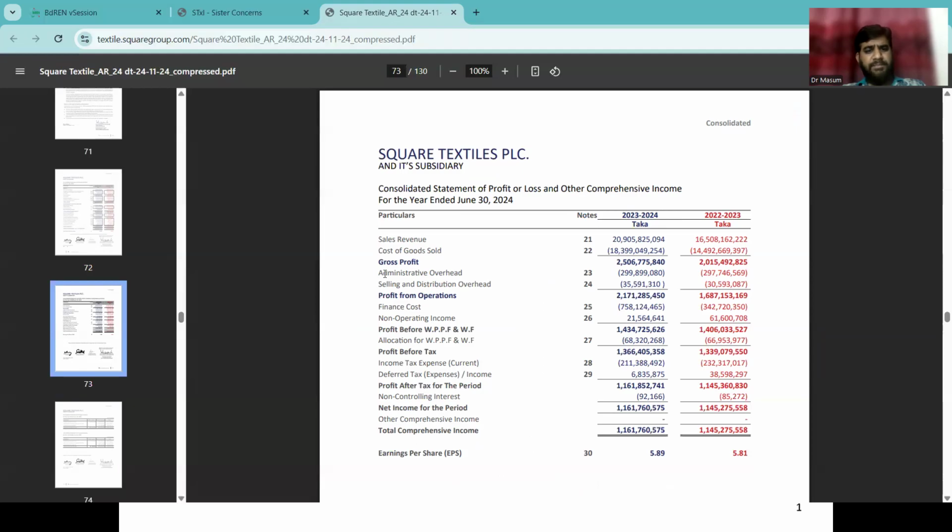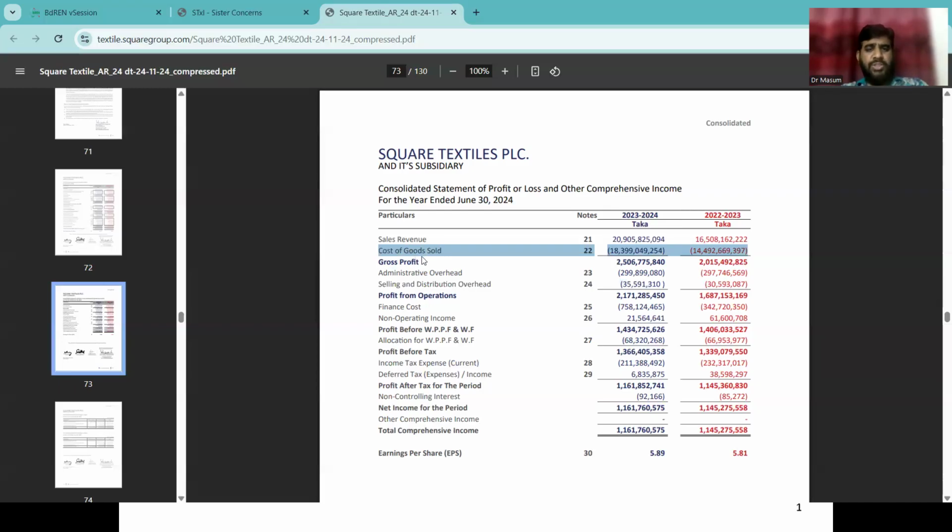You will find here, this is administrative overhead. This is about operating costs. This is selling and distribution. This is also operating cost. So these two costs are operating costs. These two costs are administrative expenses and selling and distribution expenses. This is known as the operating cost. And the product cost ultimately is included here in cost of goods sold.